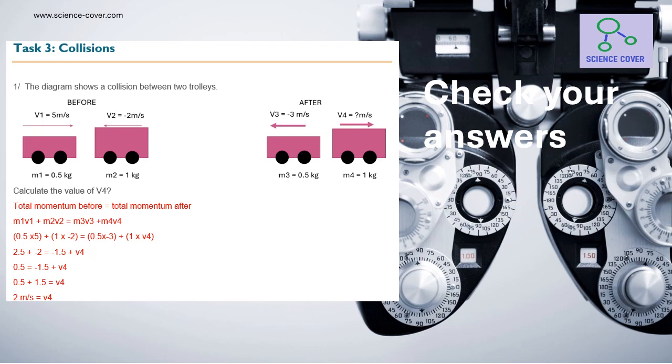The diagram shows a collision between two trolleys. Calculate the value of V4. So the total momentum before must be equal to the total momentum after. This means M1V1 plus M2V2 must be equal to M3V3 plus M4V4. Substitute in the numbers that we have, and we end up with 2.5 plus minus 2 equals minus 1.5 plus V4. So therefore V4 must be 0.5 plus 1.5, which is equal to 2 meters per second.